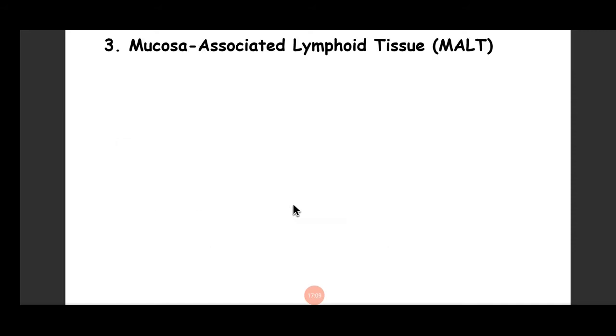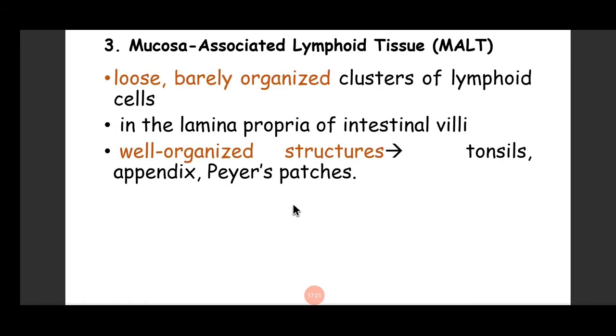So we talked about lymph node and spleen, and now coming to the mucosa-associated lymphoid tissue, or MALT. MALT is again similar to the lymph node and white pulp of the spleen, but it is associated with the mucosa. It can be loosely organized, like in the intestine, or well organized, like tonsils, appendix, and Peyer's patches. Loosely organized lymphoid cells are present in the lamina propria of the intestinal wall.